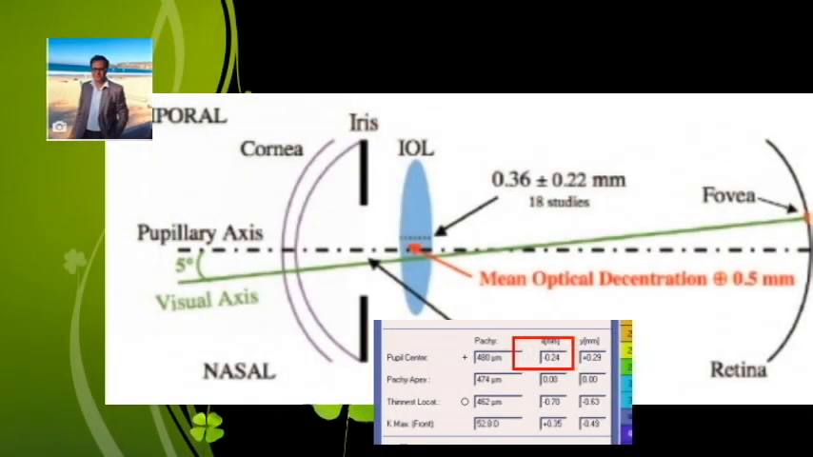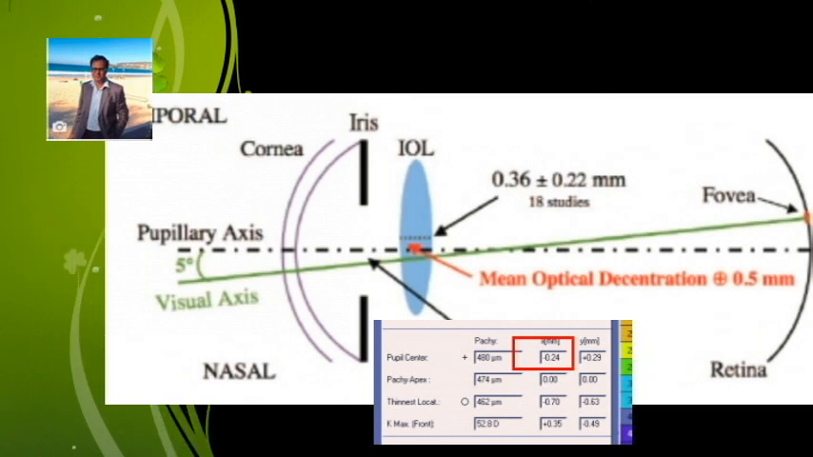Let's come back to the angle kappa that we had been discussing a few minutes back. We said that the pupil center's x coordinate signifies the angle kappa in the Pentacam. This is what we mean by the angle kappa: the difference between the visual axis and the pupillary axis. With the Opscan, you get the direct angle kappa. 5 degrees would be acceptable; anything beyond that is not acceptable.